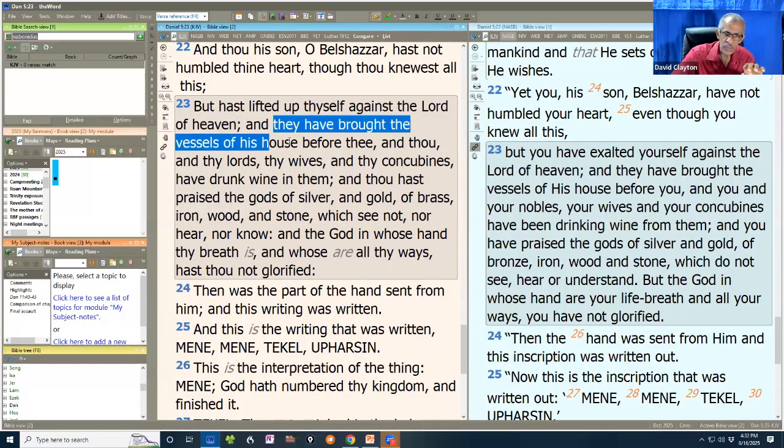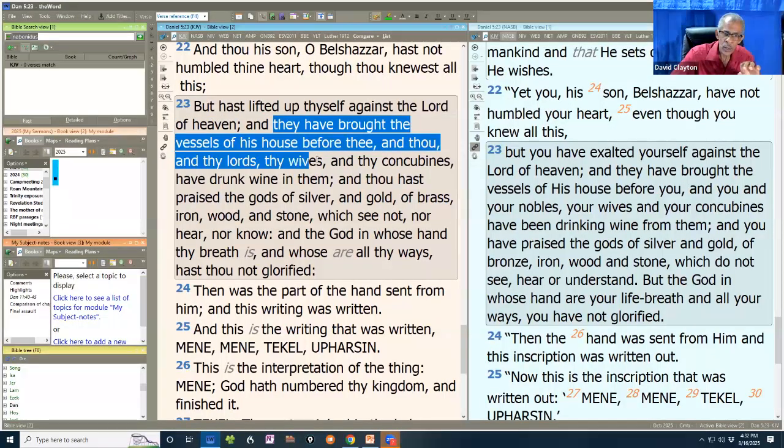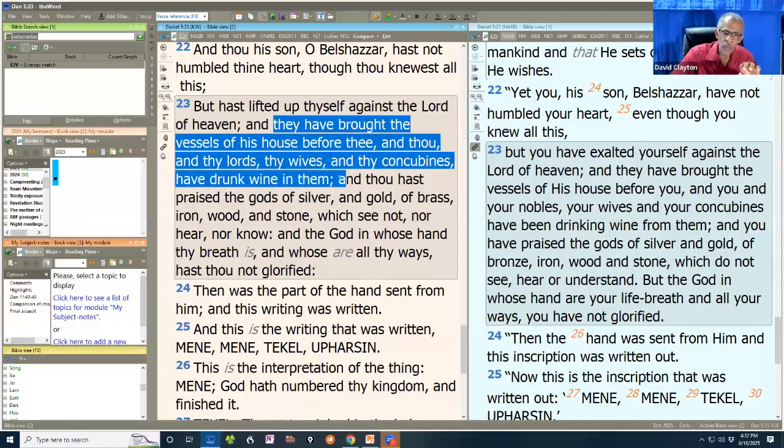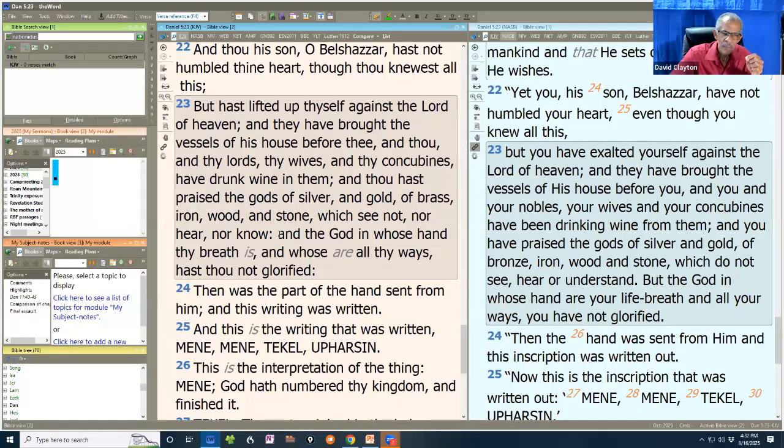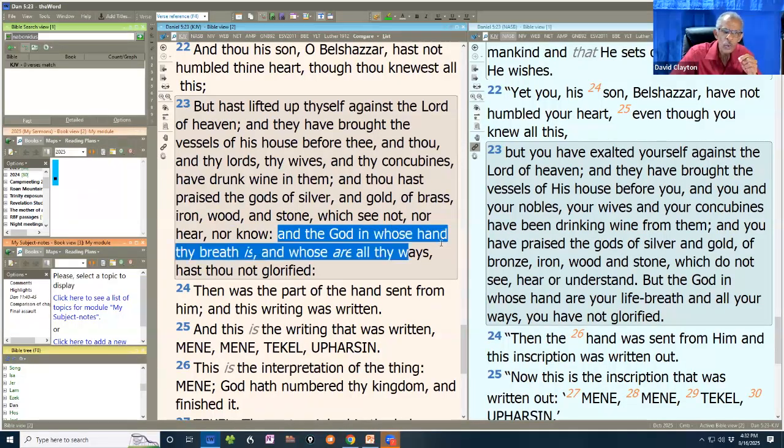And they have brought the vessels of the house before thee, and thou and thy lords, thy wives and thy concubines have drunk wine in them, and thou hast praised the gods of silver, gold, brass, wood, iron, stone, which see not, neither hear nor know. And here's the crowning blasphemy. And the God in whose hand thy breath is, and whose are all thy ways, thou hast not glorified.